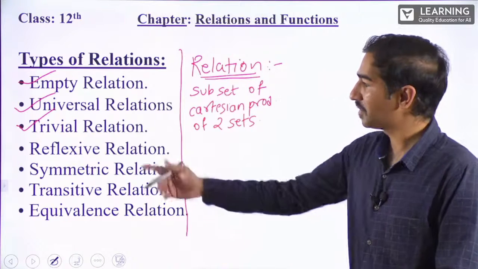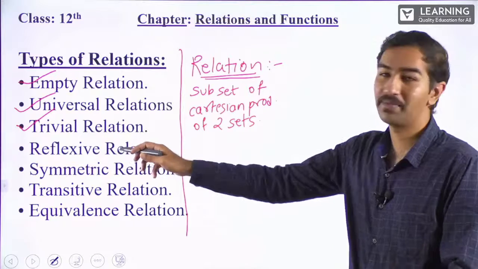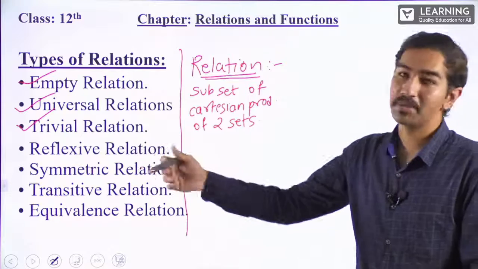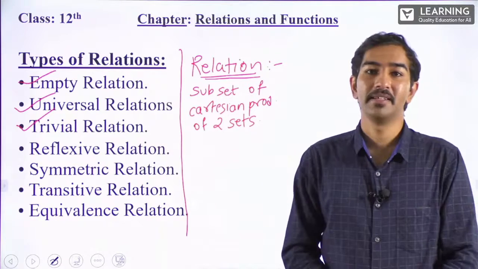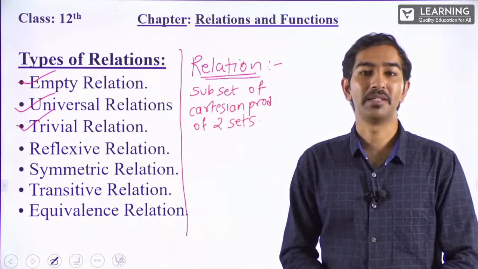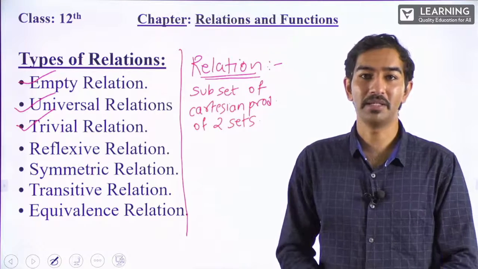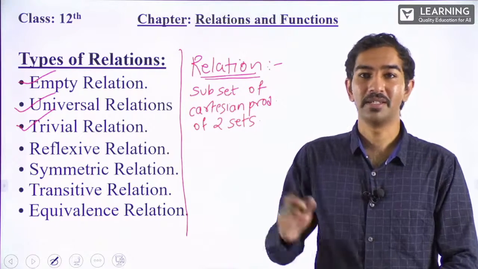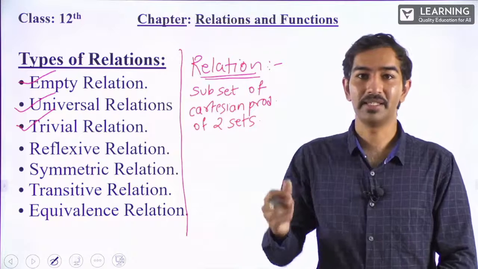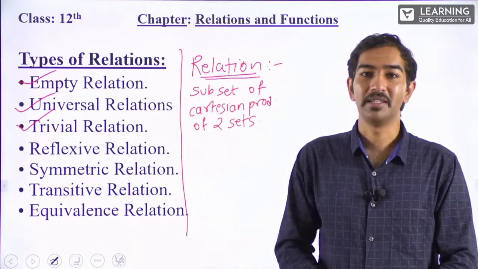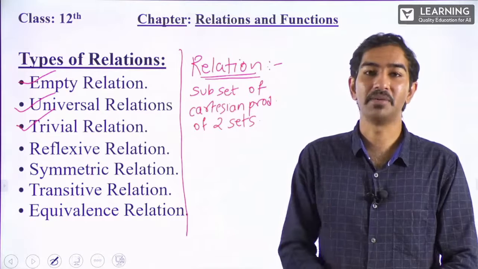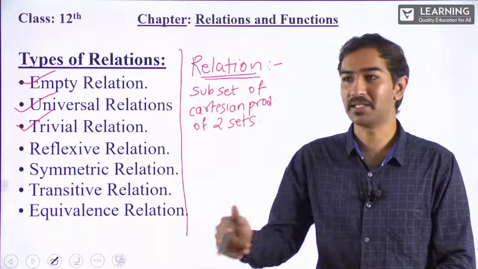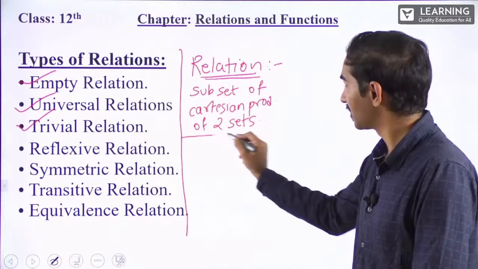Now, the next type of relation which we have to study is reflexive relation. Reflexive means reflection, correct? So what happens, students, when you stand in front of a mirror? Your image will be formed on the mirror. That is nothing but reflection. Even in water we can see the reflection. So the reflexive property is very similar to that. It is just an image, that's all.